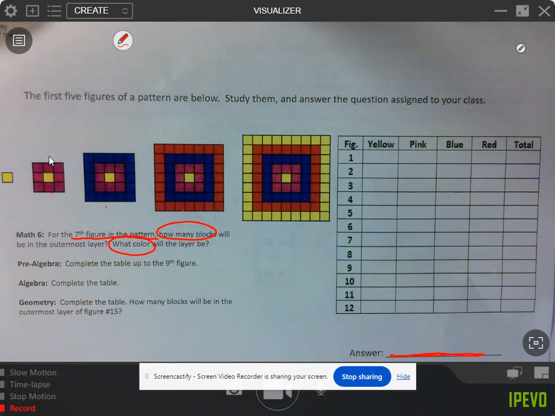How many yellows are in the first figure? 1. How many pink? 0. How many blue? 0. How many red? 0. How many total? 1. How many yellows are in two? 1. How many pink? 8. How many blue? 0. How many red? 0. How many total? 9. How many yellows in three? 1. Pink, 8. Blue, 16. Red, 0. Total, 24.